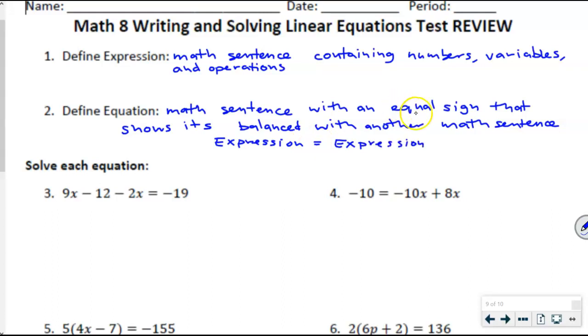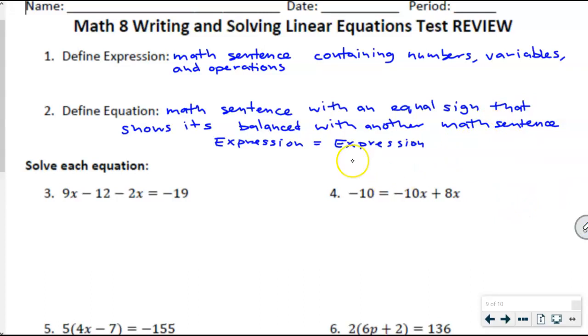So yes, it has an equal sign, but even just saying 2x minus 7 equals, that's not an equation. It needs to be balanced with something else on the other side, like an 11. Now it's an equation because it's balanced with something else. Does that make sense, Berkeley? Just adding to what you said.